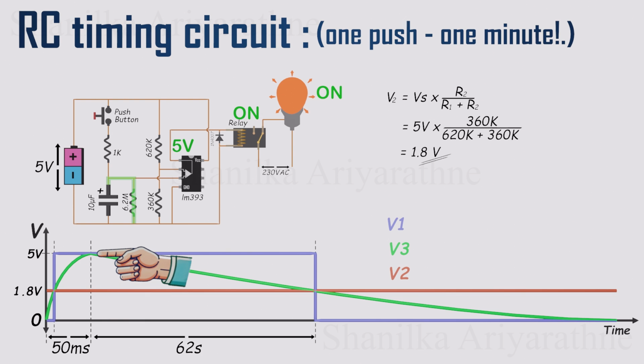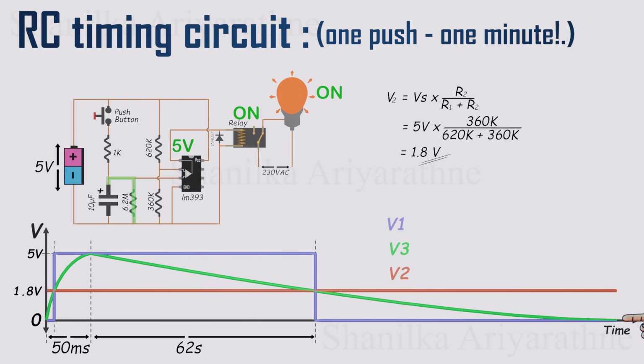After we release the button, V3 starts to decrease slowly. And just like we calculated earlier, it will take about 62 seconds for V3 to fall from 5 volts down to around 1.8 volts. At that point, the relay turns off, but even after the relay is off, the capacitor keeps discharging, and V3 continues to fall all the way down to 0 volts.